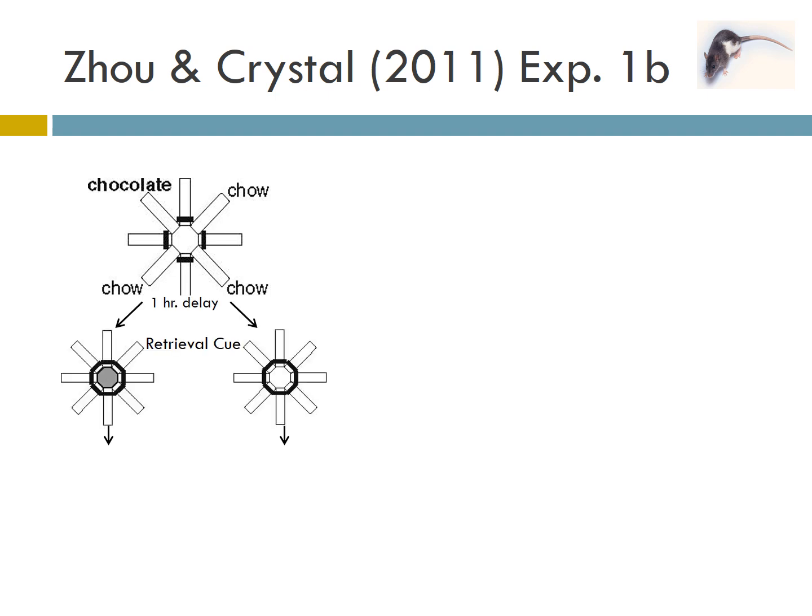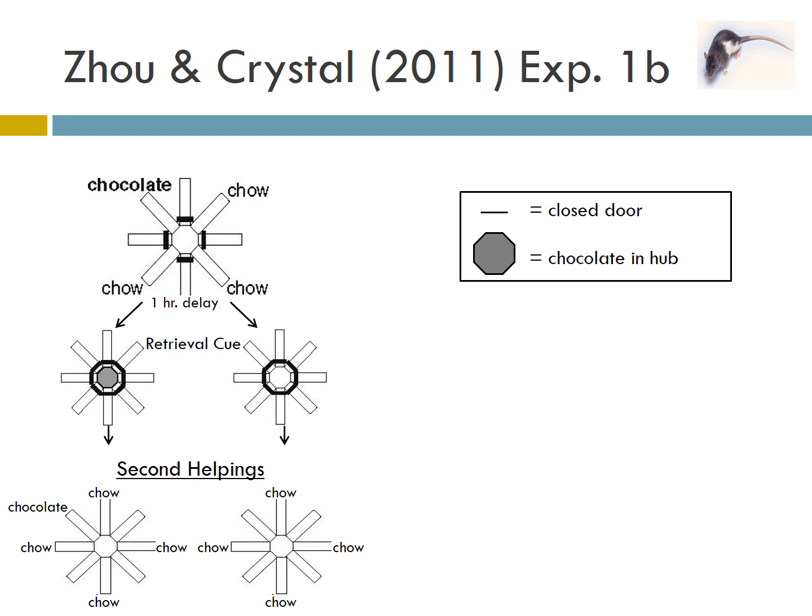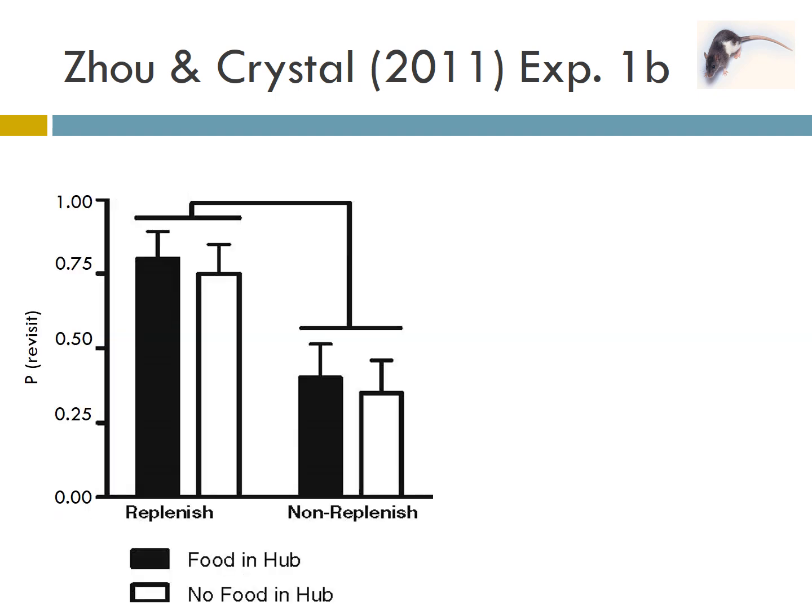In a follow-up, they did an experiment where they basically did the exact same thing, but instead of a 2-minute delay, they did a 1-hour delay. So this was more trying to test long-term memory. Again, the same exact design, except a 1-hour delay between actual experience in the maze and presentation of the retrieval cue. Other than that, everything looked the same. And again, they had a very similar finding here.